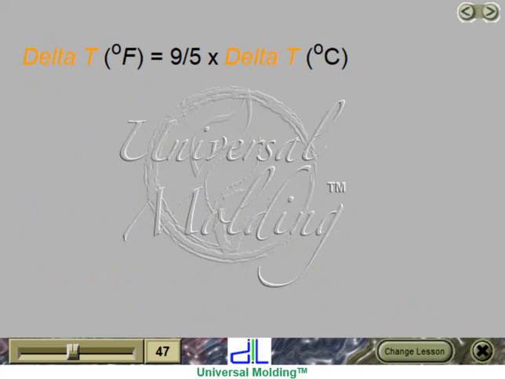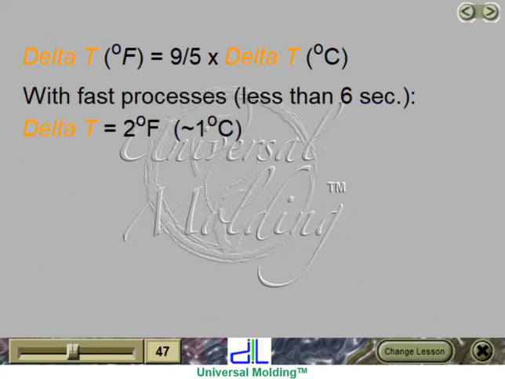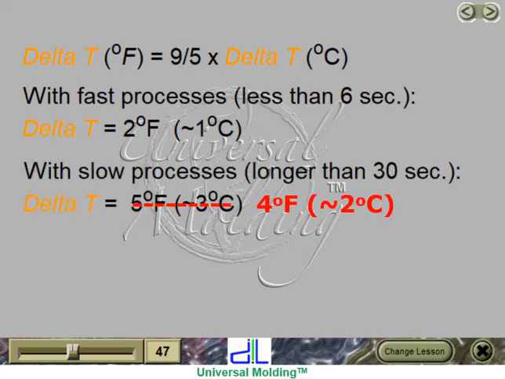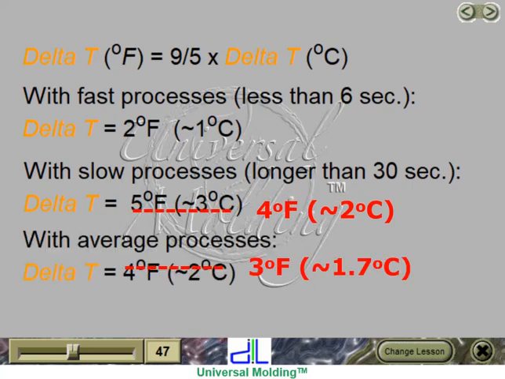Delta T in Fahrenheit is equal to 9/5 of delta T in centigrade. With fast processes, less than 6 seconds, delta T equals 2 degrees Fahrenheit, about 1 degree centigrade. With slow processes, longer than 30 seconds, delta T equals 5 degrees Fahrenheit, or around 3 degrees centigrade. With average processes, delta T equals 4 degrees Fahrenheit, or around 2 degrees centigrade.